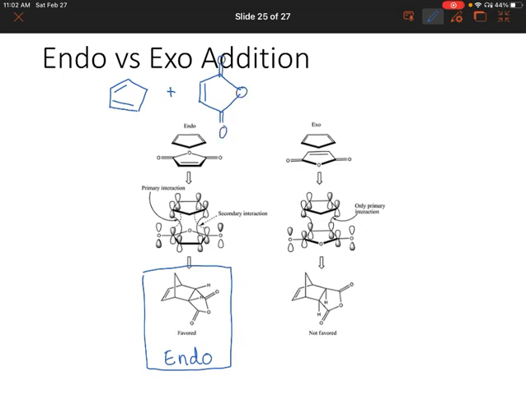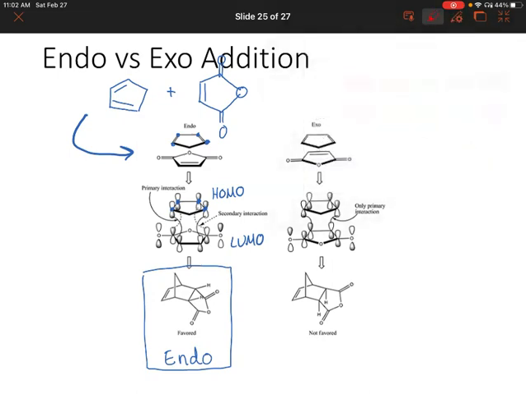Oh, I ran out of room, but there's two carbonyl groups on either side. And if we look at the endo scenario, and we replace each of these carbons here with pi or p orbitals, notice that this is the highest occupied molecular orbital for our diene. And then looking down below, we have the LUMO, or the lowest unoccupied molecular orbital for our dienophile.